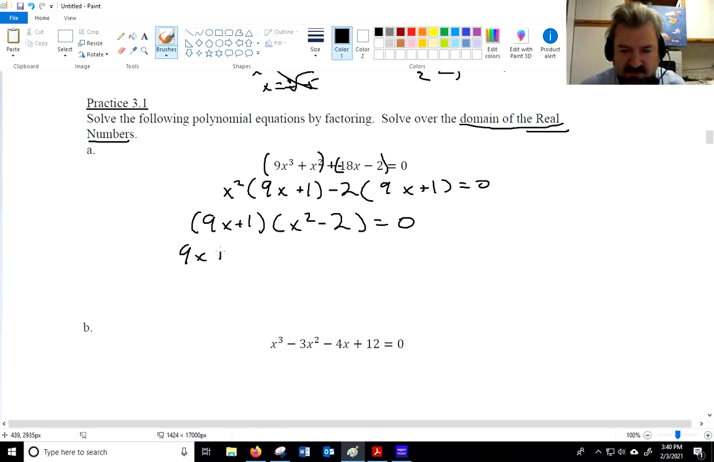And I can set each one of these equal to 0. I can't factor x squared minus 2. It's not a perfect square. All right, and then I get x equals negative 1 over 9.